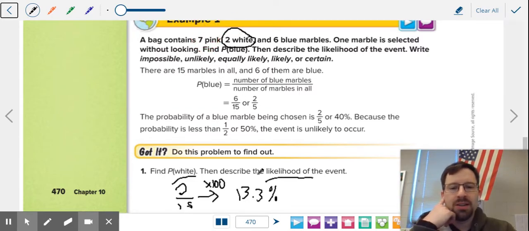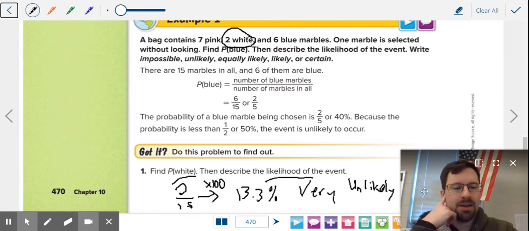What's the likelihood? This is less than 50. It is pretty close to 0, honestly. So this is very unlikely. I would also accept unlikely. Okay, that's just a general term, but it's very unlikely because chances of it happening are very small.